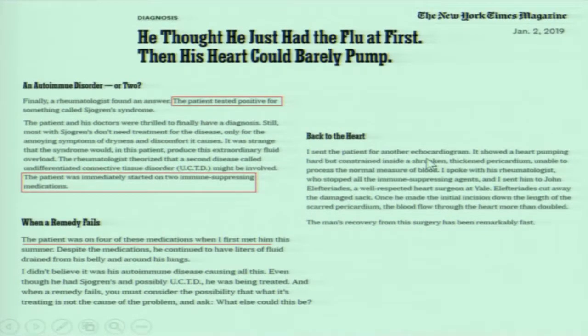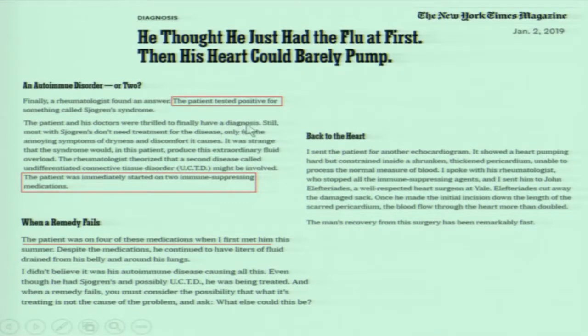So, a couple of weeks ago, I don't know if you read this feature of the Sunday magazine, it's quite interesting. In this case, this was a 54-year-old man that had just had the flu, and then his heart could barely pump, okay? So finally, a rheumatologist found an answer. The patient tested positive for something called Sjogren's syndrome. Now, the "tested positive" is already a giveaway because you don't test positive for Sjogren's syndrome, right?